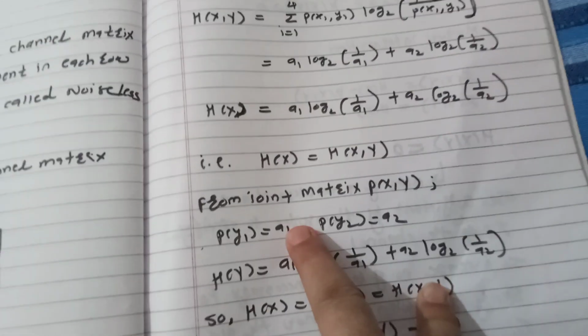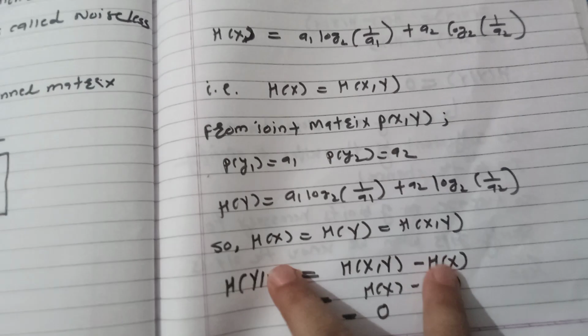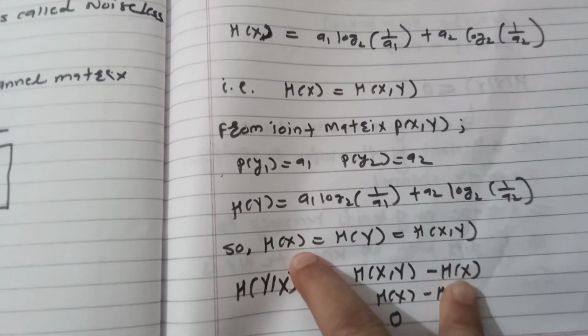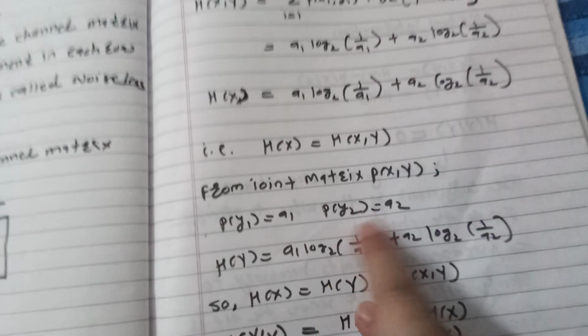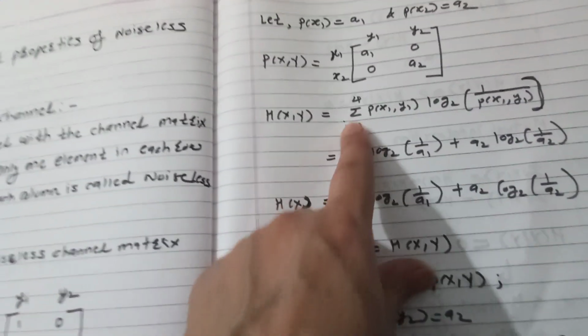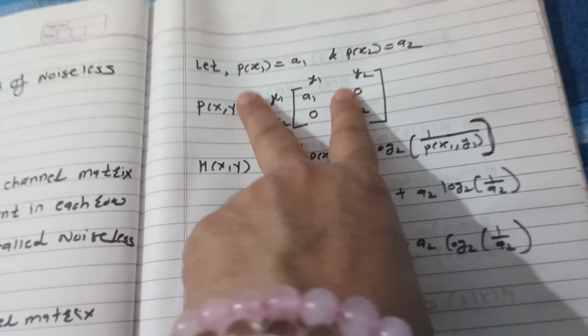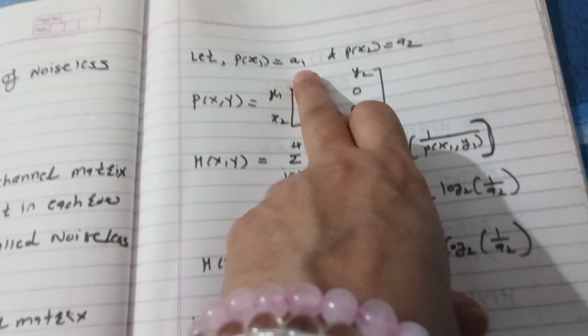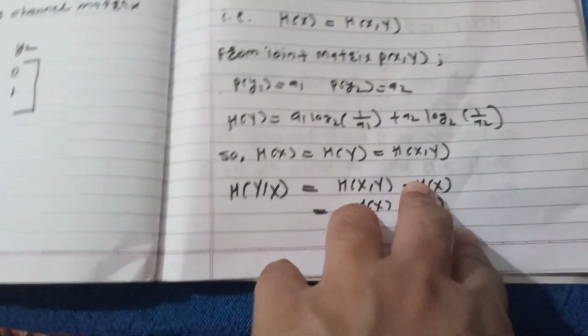Now again H(y), two probabilities. So a1 log2 of 1 by a1 plus a2 log2 of 1 by a2. So we come to the conclusion that H(x) is equal to H(y) is equal to H(x,y), because in symbol y also there are two probabilities, a1 and a2. In (x,y) there are also four probabilities, but two are 0. So again a1, a2. In symbol x there are two probabilities, a1, a2. So H(x) is equal to H(y) is equal to H(x,y) for the noiseless channel.